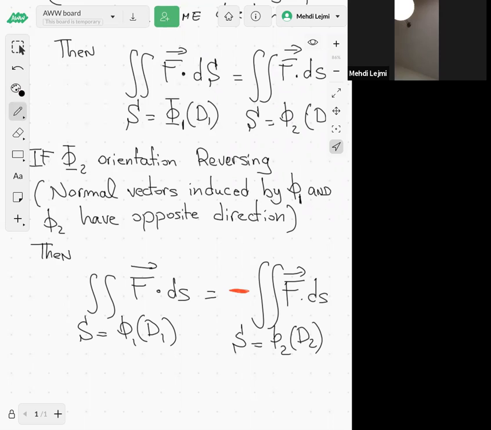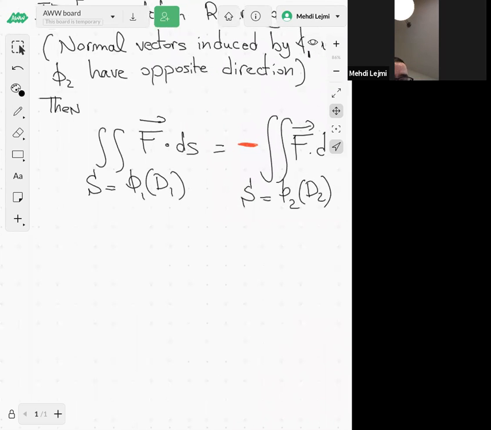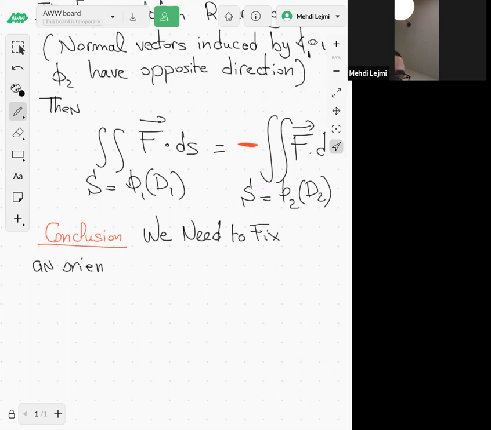So the conclusion, of course, is that this vector surface integral depends on the orientation. So we need to fix an orientation on the surface. When you compute a vector surface integral, you need to fix an orientation. In the case of surfaces, the orientation is given again by this normal vector. And we said there are two possible orientations.